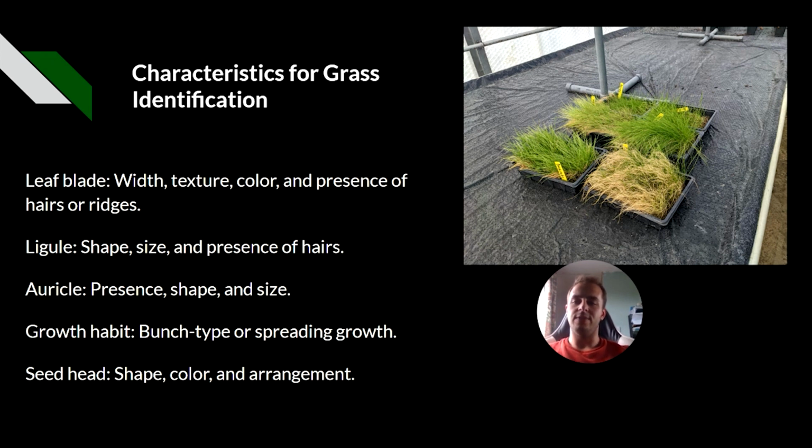Characteristics for grass identification: as I've mentioned over the past four different grass types, there are things we can look for. On the leaf blade: the width, the texture, the colour, the presence of hairs on ridges, shape, size and presence of the hairs, the cuticles, their shape and size, the growth habits, the bunch types, the spreading growth, and the seed heads: the shape, the colour, the arrangement and the heights that the grass seeds at.